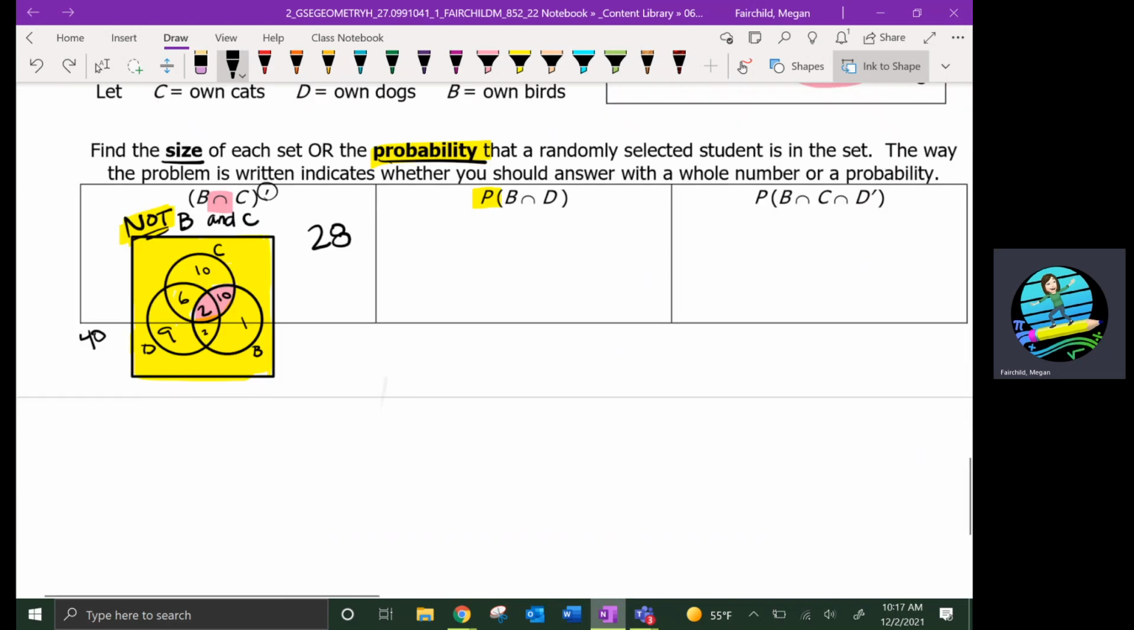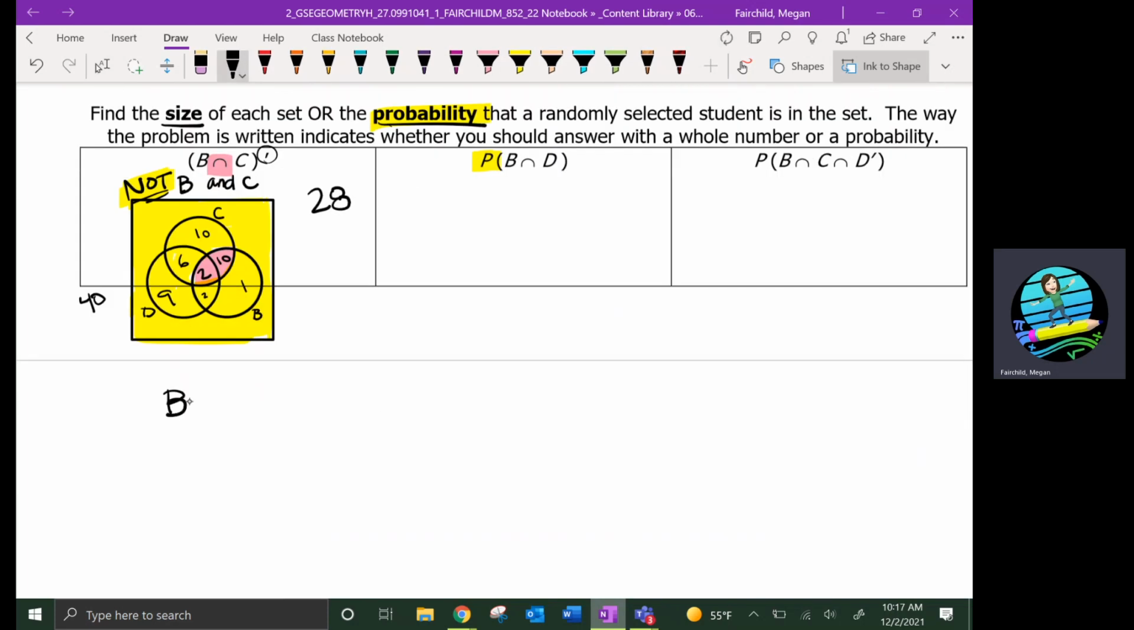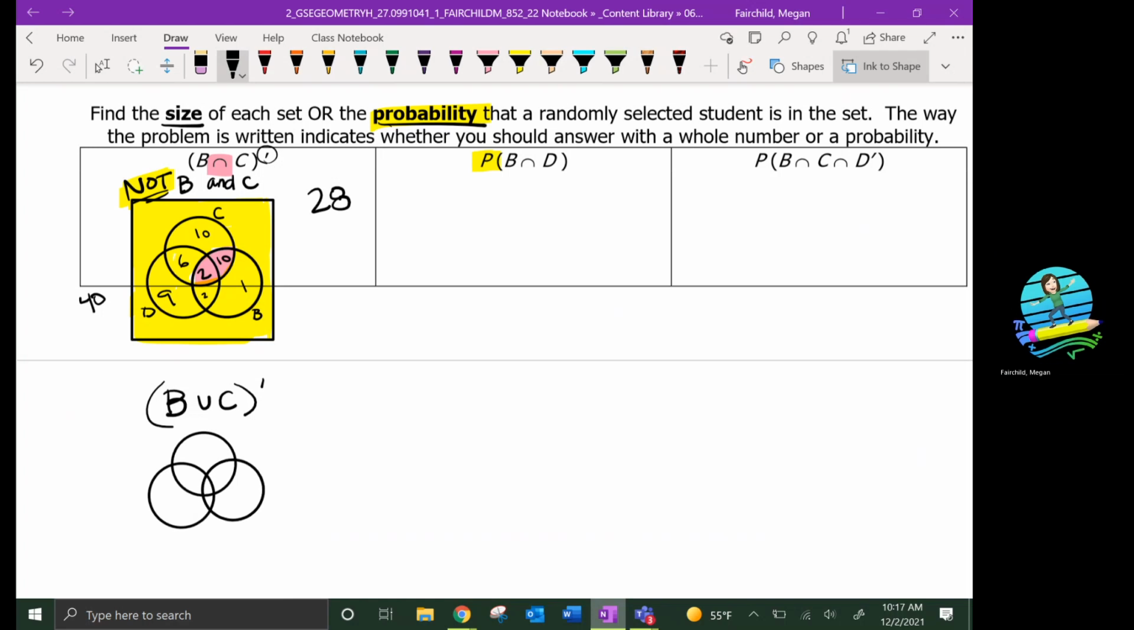Now, okay, so that's a good question. If it said not B or C, then that would be B or C. So you do the same process, right? I would shade B or C, meaning all of them together. And then not that, you're right, would be everything outside of those. It would be this.